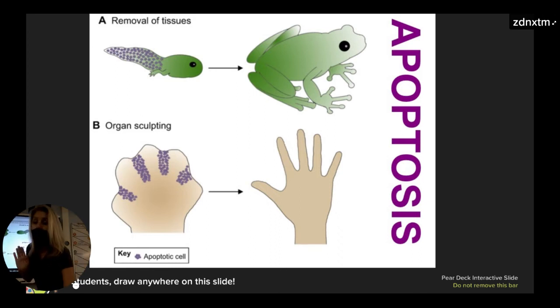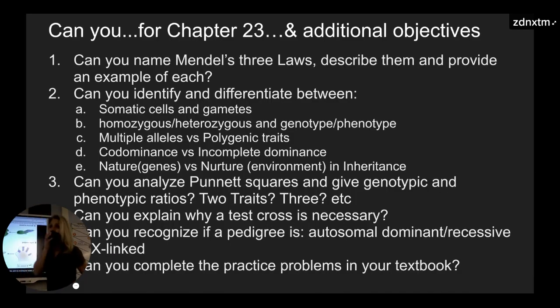And then here, our most recent chapter. Read through that. Can you name Mendel's 3 laws, describe them, and provide an example of each? Can you identify and differentiate between somatic cells and gametes? Let's do these right now as we go along, and then I'll show you the pictures. So what are Mendel's 3 laws?